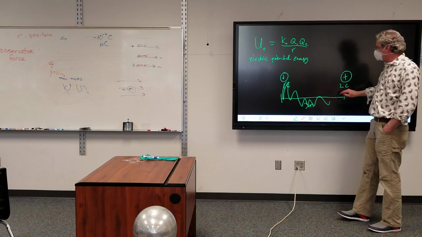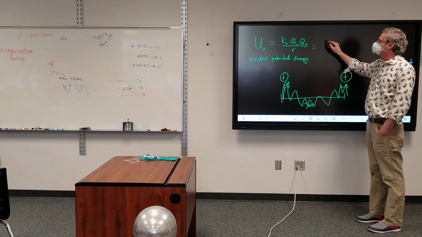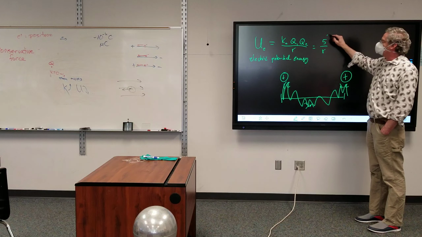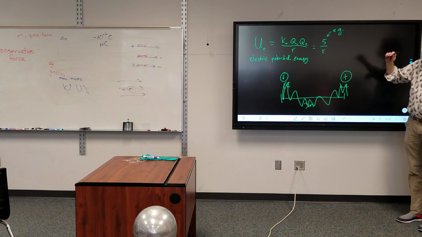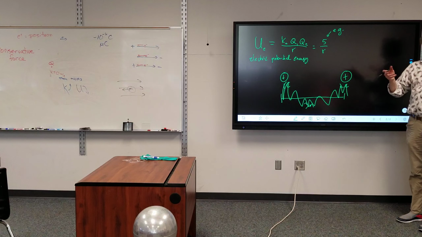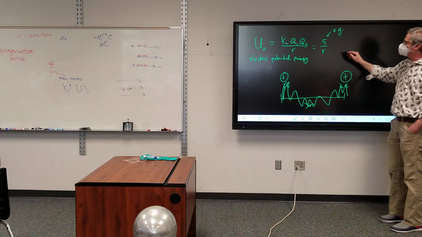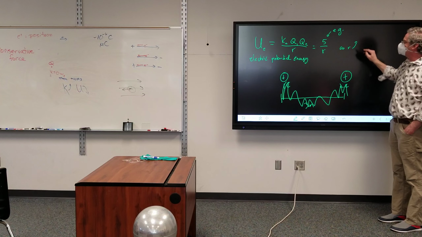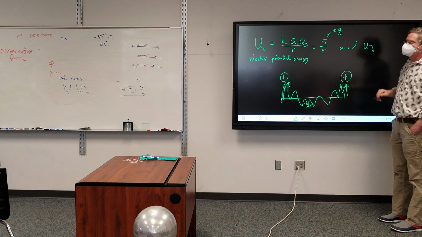All right, so let's not worry about those numbers. Let's assume that k times q1 times q2 is 5, for example. Now, if r gets bigger, what happens to my fraction? It's small. Yeah, okay, so as r goes up, then my potential energy goes down.